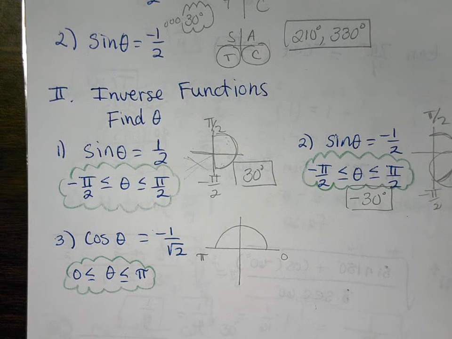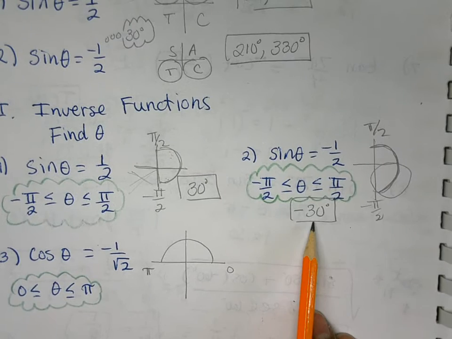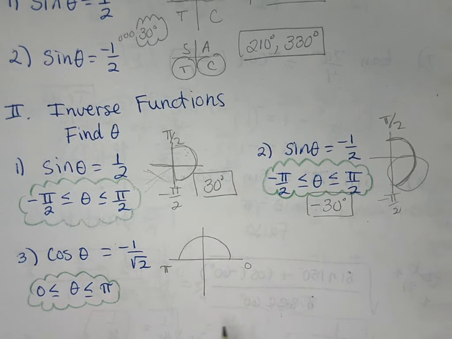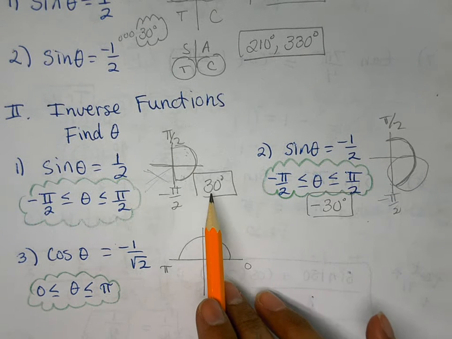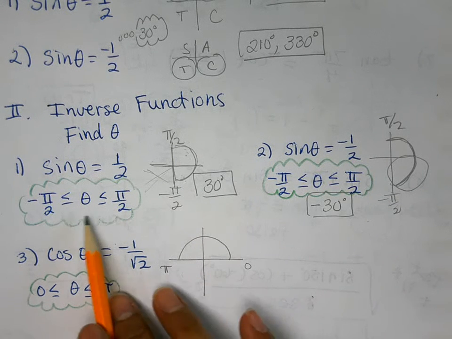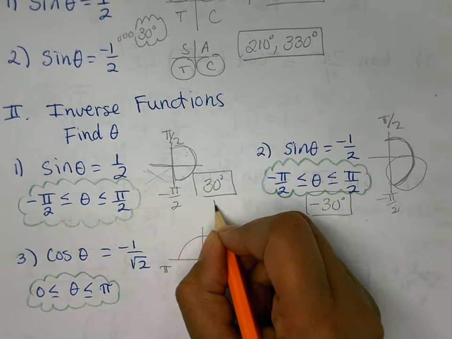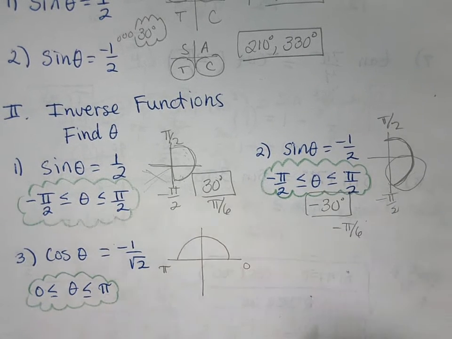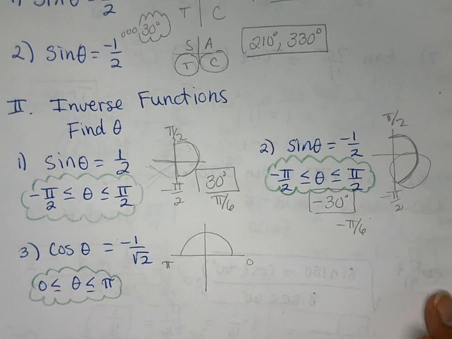So will I have any negative angle answers? Like over here it was -30 and here it was 30. Will I have any negative answers here? No, because 0 to 180, there are no negative angle measures. Do you see that? And over here, if you didn't put 30 because this is in radians, could you have put pi over 6? And here as well, -pi over 6. Okay. All right, so back to this one.